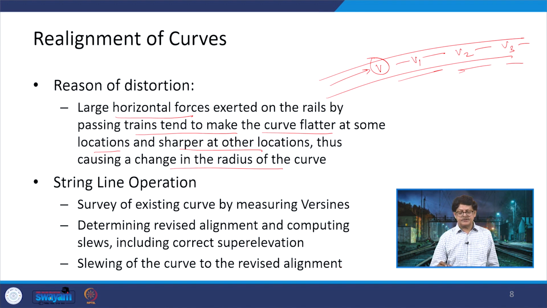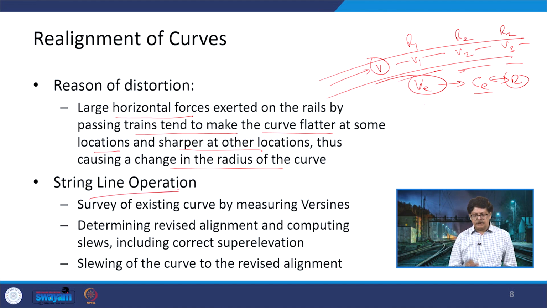And because of this reason, what you found is that the curve sometimes is becoming flatter or sometimes it is becoming sharper, depending on whether this value of V1, V2 or V3 is less or more with respect to the equilibrium speed for which the cant equilibrium, cant CE, is being provided. And when this is happening, there is a possibility that if these forces keep working continuously, the radii may become R1, R2, R3 instead of R, which should have been there with respect to CE.